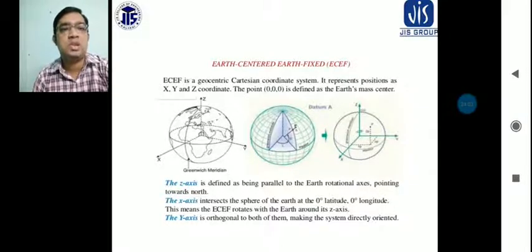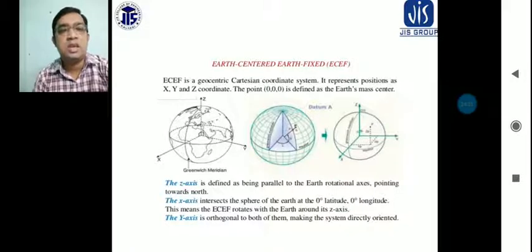You have to consider a few cases. Your earth will be fixed, and you have to consider that the earth is centered, and the ECEF is a geometric Cartesian coordinate system. In this coordinate system, it represents positions as x, y, and z coordinates. You can see the first figure. In the first figure you have to consider the x, y, and z coordinates.